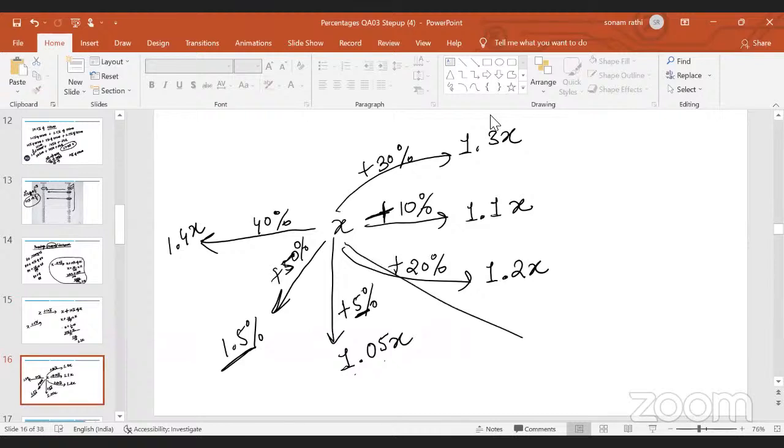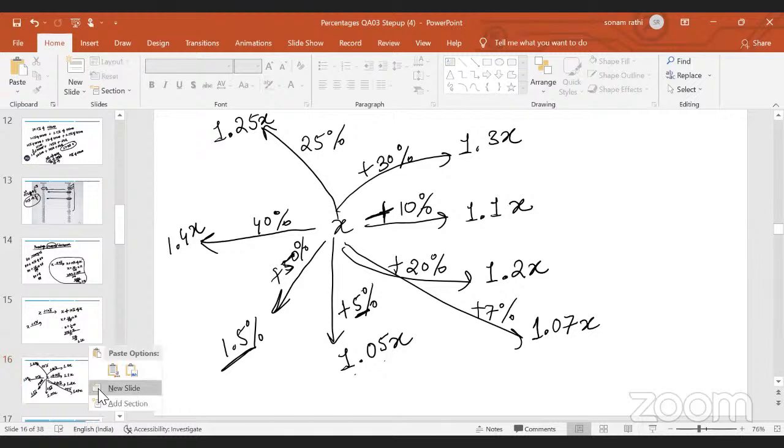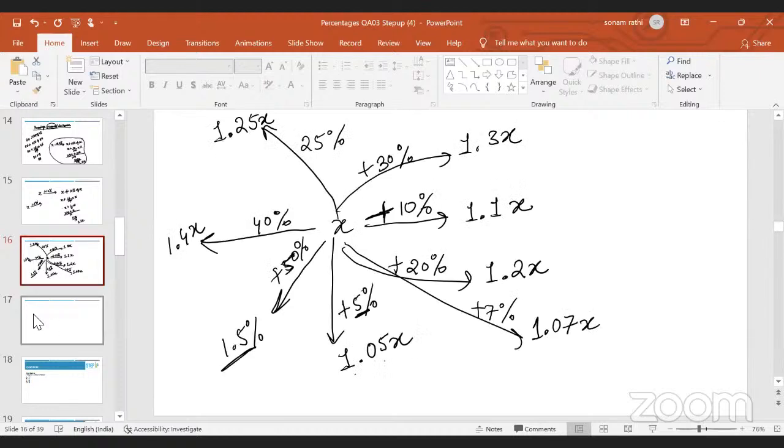Yes, ma'am. If I increase it with 7%, tell me now, what will I get? 1.07. Very good. If I increase it with 25%, 1.25x. Very good, because it is 2 digits, so I can directly write after the decimal. So is percentage increase clear to everyone? Yes, ma'am. It's making sense now, right?